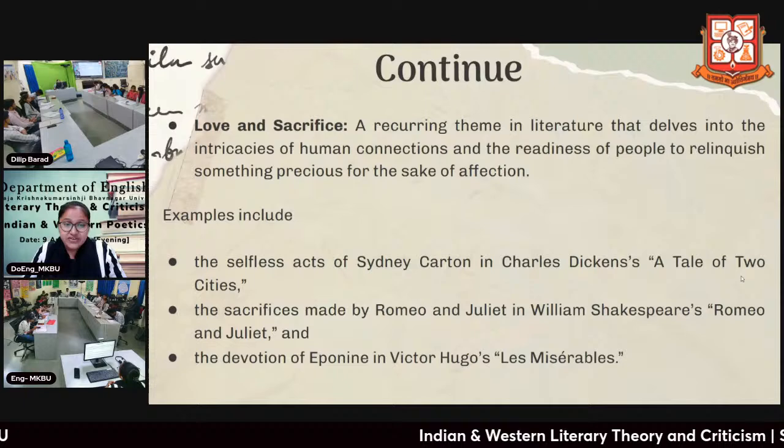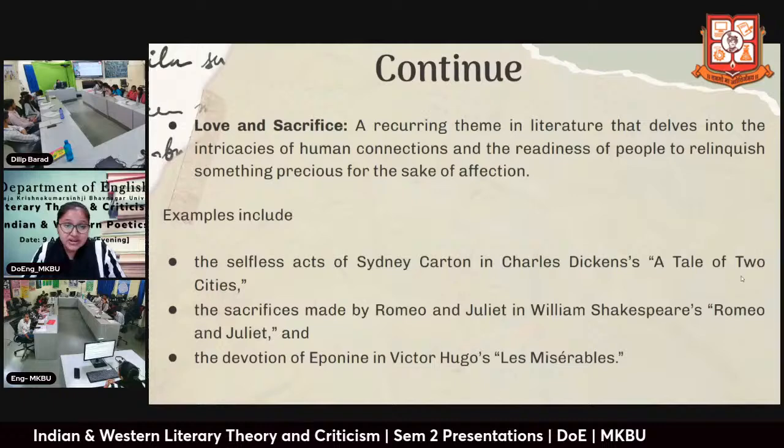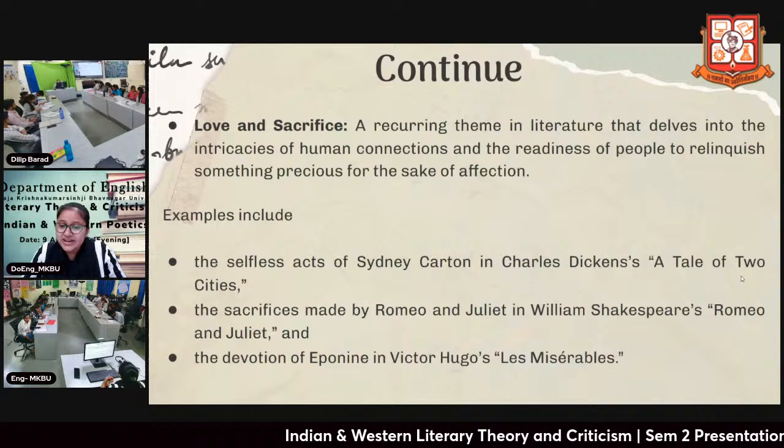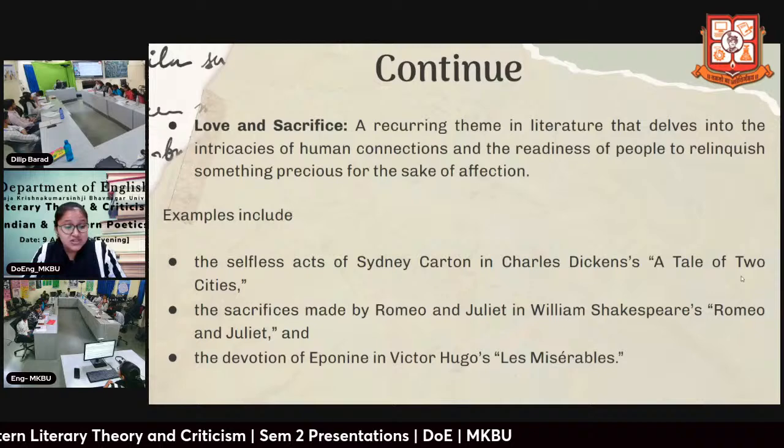Love and sacrifice. Love and sacrifice is a recurring theme in literature that delves into the intricacies of human connections and the readiness of people to relinquish something precious for the sake of affection. Examples include the selfless acts of Sydney Carton in Charles Dickens' A Tale of Two Cities, the sacrifice made by Romeo and Juliet in William Shakespeare's Romeo and Juliet, and the devotion of Eponine in Victor Hugo's Les Misérables.